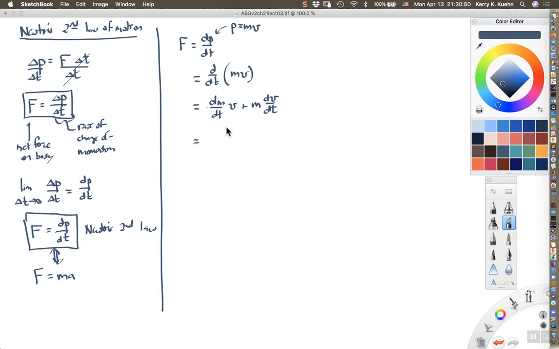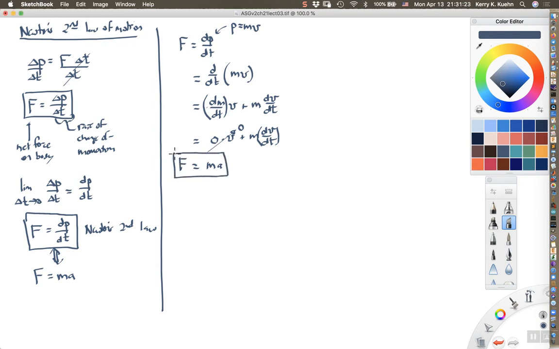And now we can realize in most situations the mass of the object is not time dependent. So dm/dt, in many cases, goes to 0. And then we have mass times dv/dt. Some of you will recognize that this term goes away because 0 times anything gives you 0. This term right here, dv/dt, we can write as the acceleration. So we see right away, we get F equals ma.